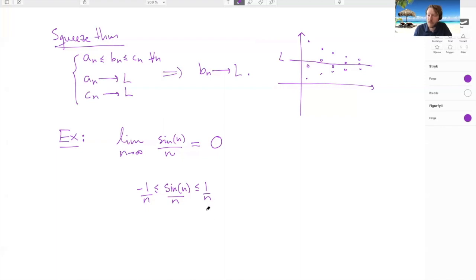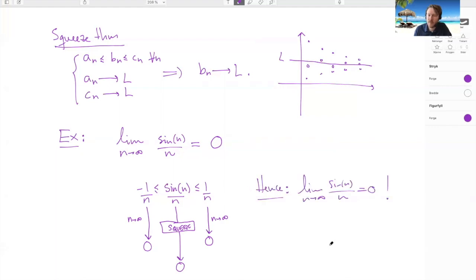And now my way of formally writing down proofs by squeeze theorem is that I would say that this tends to 0 as n tends to infinity. This tends to 0 as n tends to infinity. And then I write my little box here and I say squeeze. This will then tend to 0 as n tends to infinity. Hence, as we were supposed to prove. And we're done.